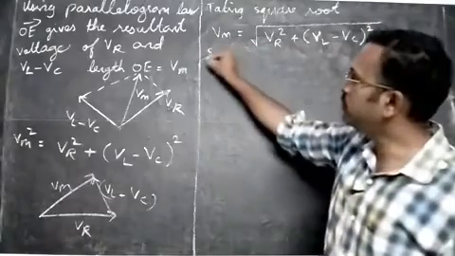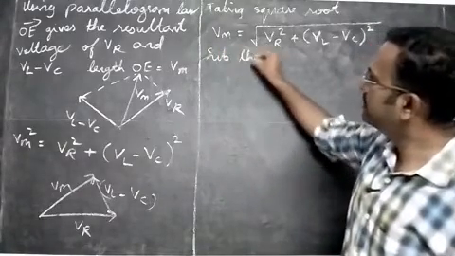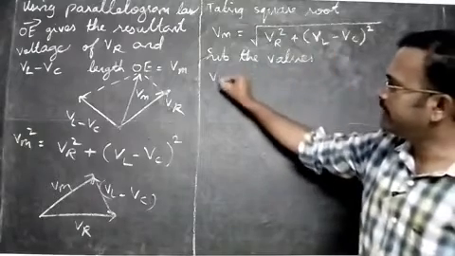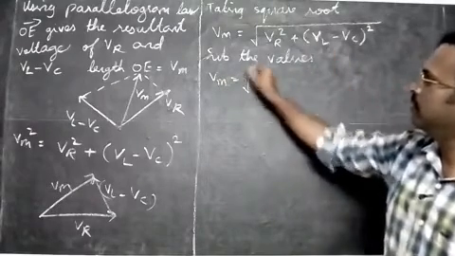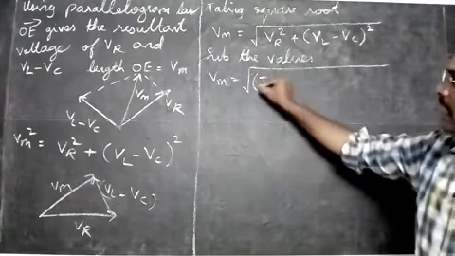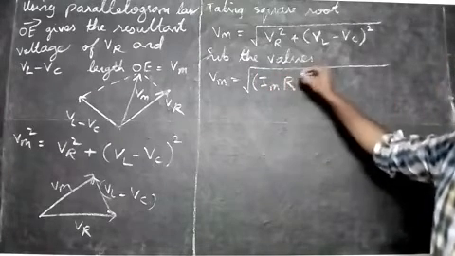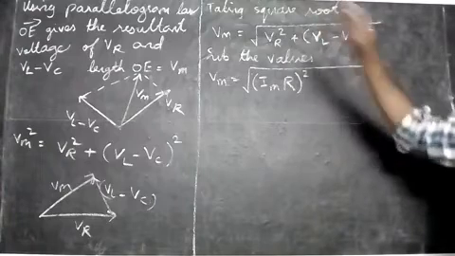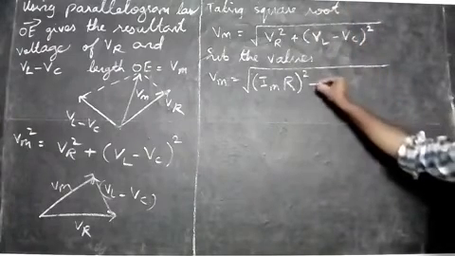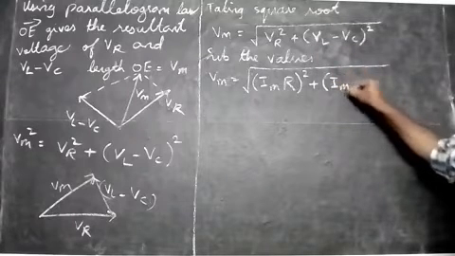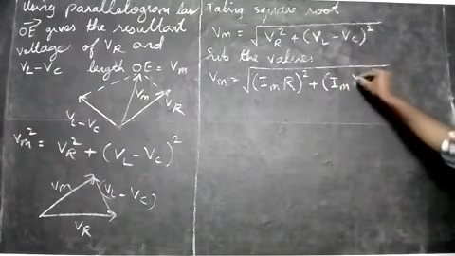So substitute the values and see now. On the left side we get Vm, which is equal to the root of VR square. VR, we learned earlier, is Im into R, the whole square. This is very important. Remember, you can go through the derivation a little earlier. Plus VL. What is VL? We got that it is Im into XL.